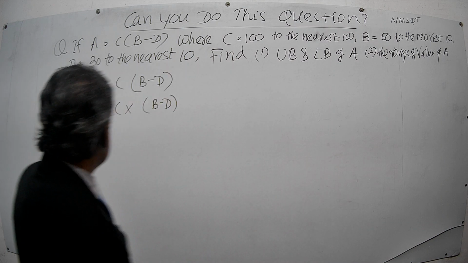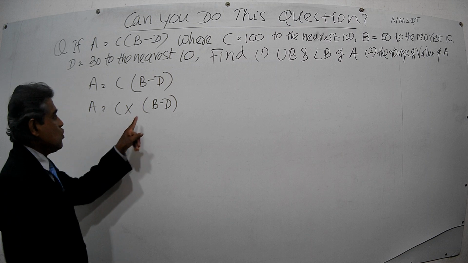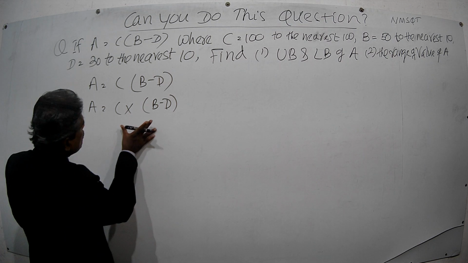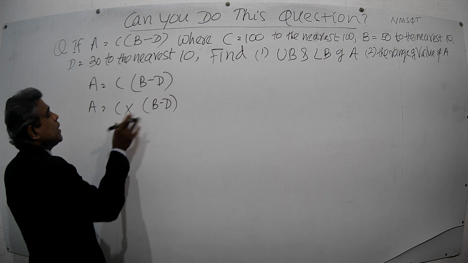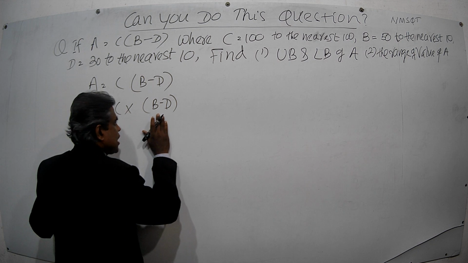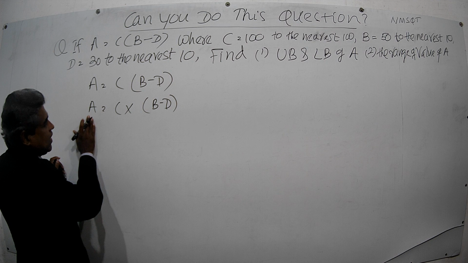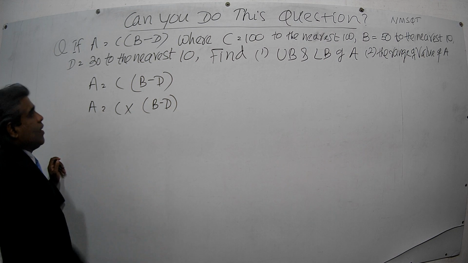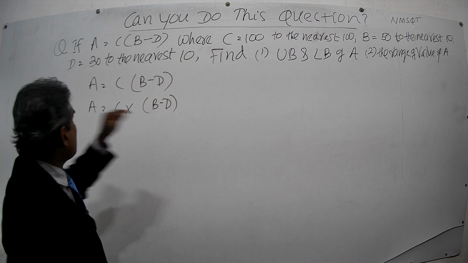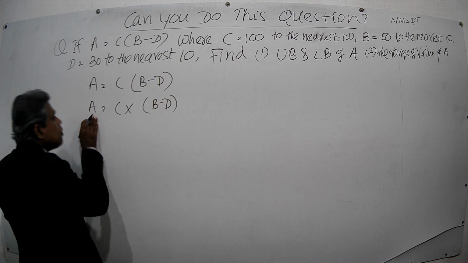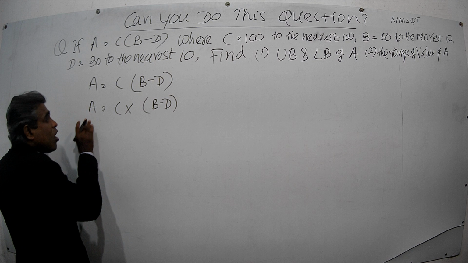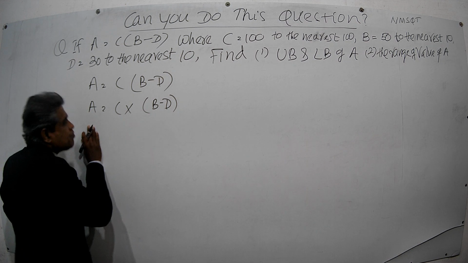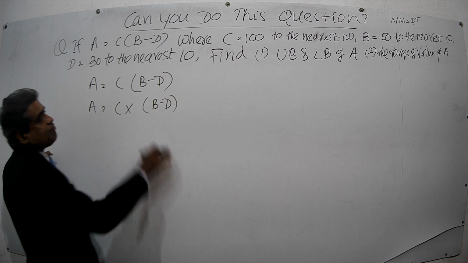Right. Okay. Now see. A equals C into B minus D. Now you know that this is a product of two terms. This is one term, this whole thing is another term. Then this is A. A is actually a product of these two. Then if you want to find the upper bound of A, that means you have to find the upper bound of this product. Lower bound of A means lower bound of this product.